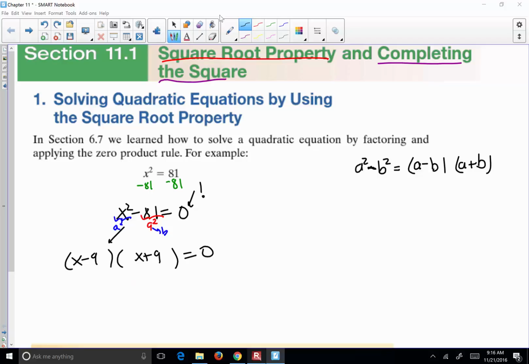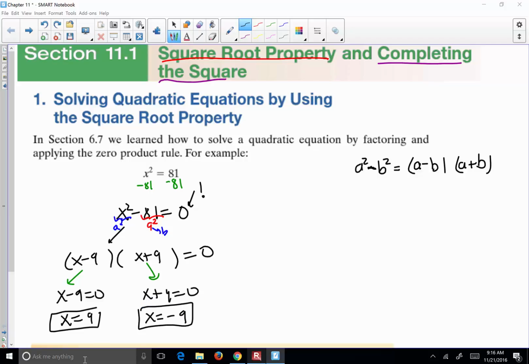Once you factor this, you set each piece equal to 0. x minus 9 equals 0 and x plus 9 equals 0, and you get x equals 9 as the first solution. The second solution is x equals minus 9, and you're all done. This is how we used to solve in chapter 6 with factoring skills. You factor the trinomial or binomial with simple tricks, set each factor equal to 0, and list the solutions.